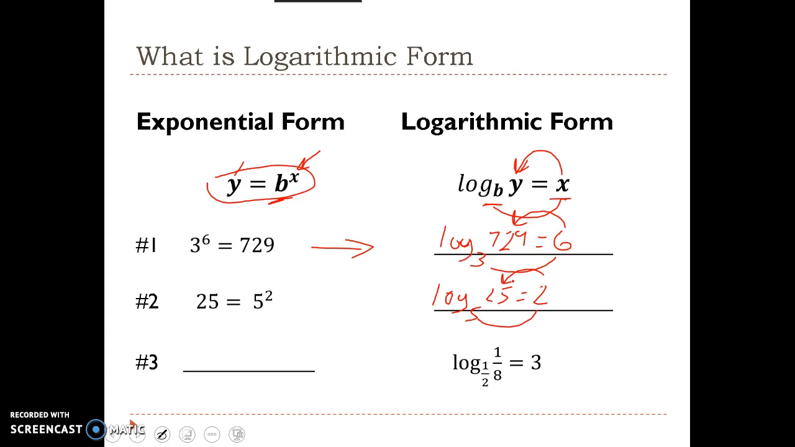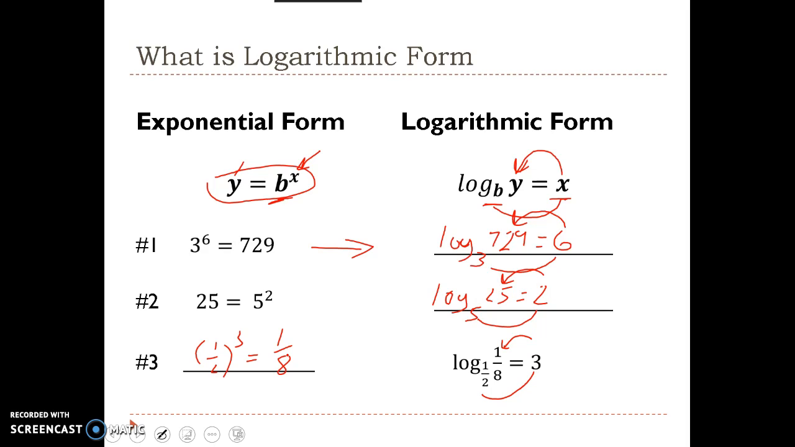So what if we have something like number 3? This is in logarithmic form and we want to write it in exponential form. Well, we can say that 1/2 to the 3rd power is 1/8. And I would write it like this. I have 1/2, I'm going to raise that to the 3rd power, and that equals 1/8. So that's how we convert between forms.